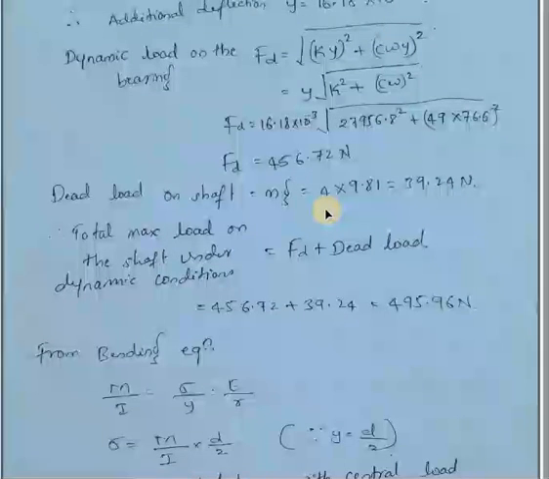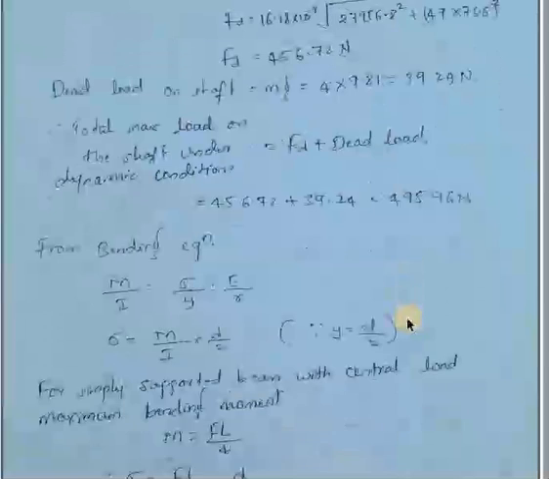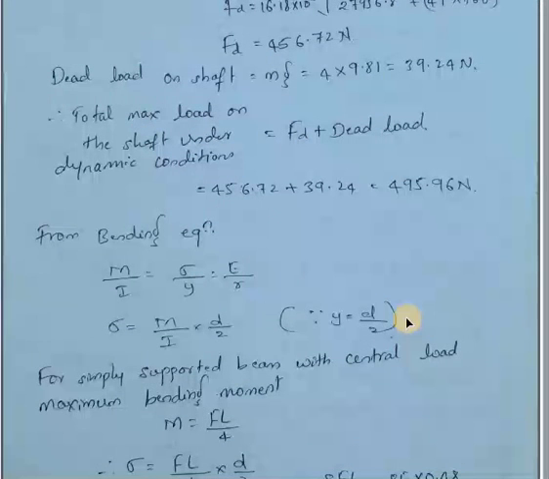Therefore, the total maximum load on the shaft under the dynamic condition will be Fd plus dead load. So it will be 495.96 Newton. After that, he asked us to compare the stresses also. For that, let us consider the bending equation. M by I equals sigma by Y equals E by R.